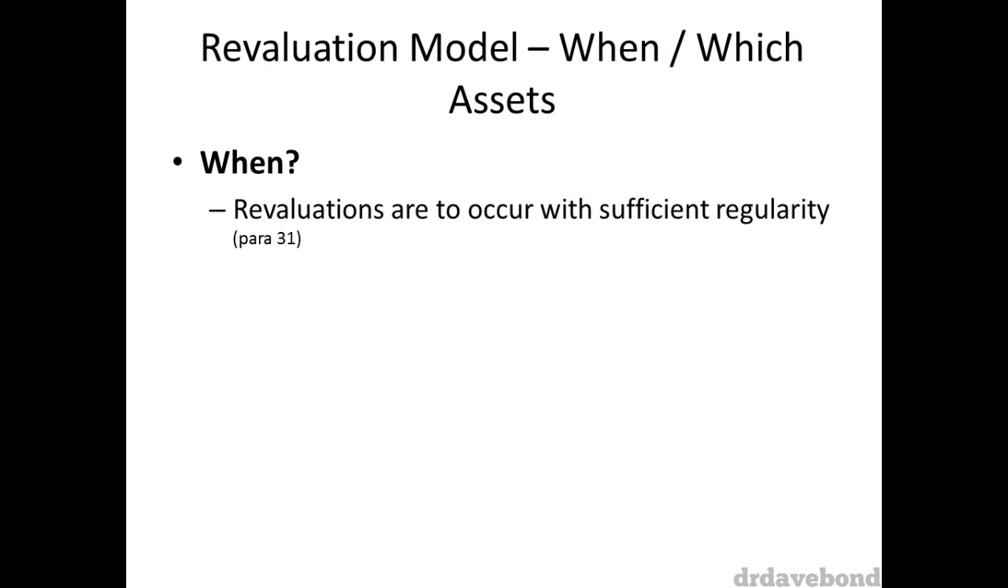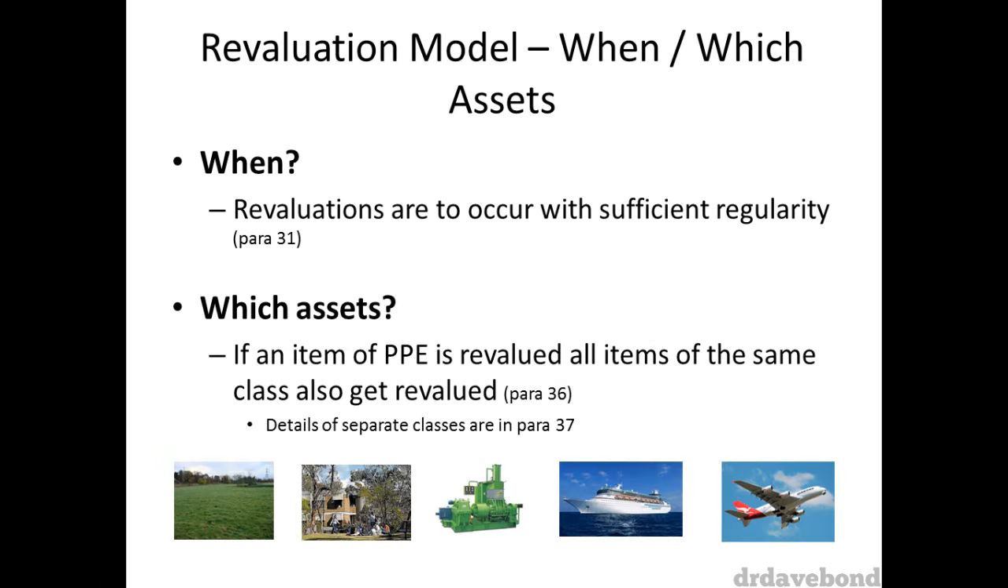First, revaluations must occur with sufficient regularity to ensure the carrying value and the fair value of the asset do not differ materially at the end of the reporting period. This will depend on the type of property, plant and equipment in question. In addition, if a company chooses to revalue an item of property, plant and equipment, the company must use a revaluation model for all assets in that class. For example, if it chooses to revalue one piece of land it owns, it must use the revaluation model for all the land it owns. Paragraph 37 provides details of what the separate asset classes are.